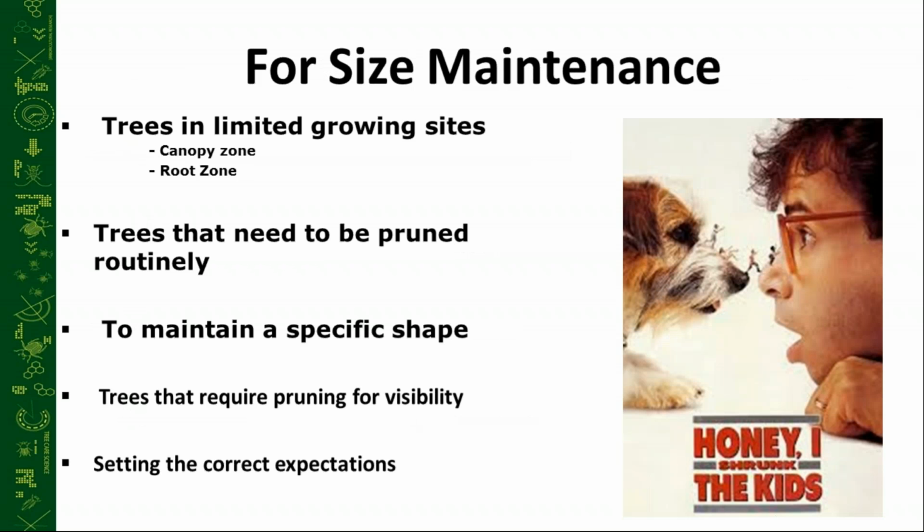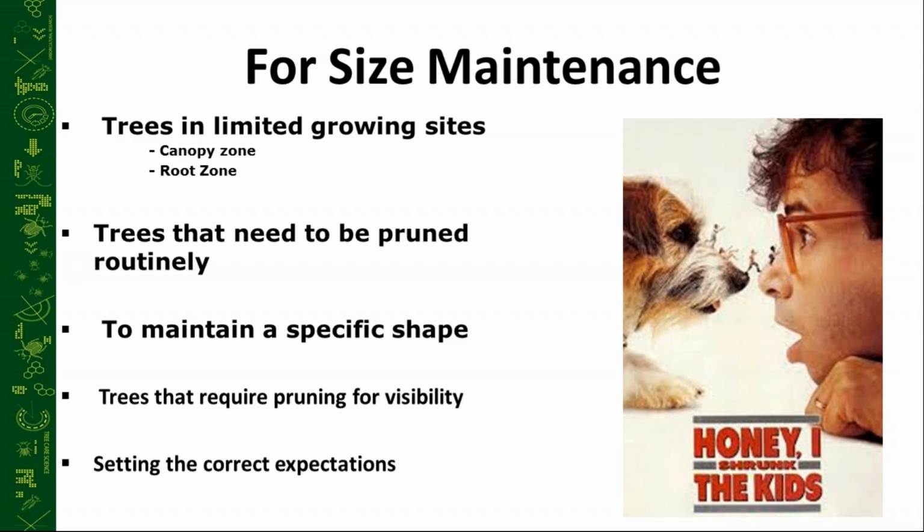And when I'm talking about size maintenance, part of what I think is important when you're talking with a homeowner or a property manager is, we're not shrinking the plant material that we already have. It's not Honey, I Shrunk the Kids, where the tree was once 50 feet tall and now we're magically going to make it 30 feet tall. It's really about managing the future growth of the plant material.